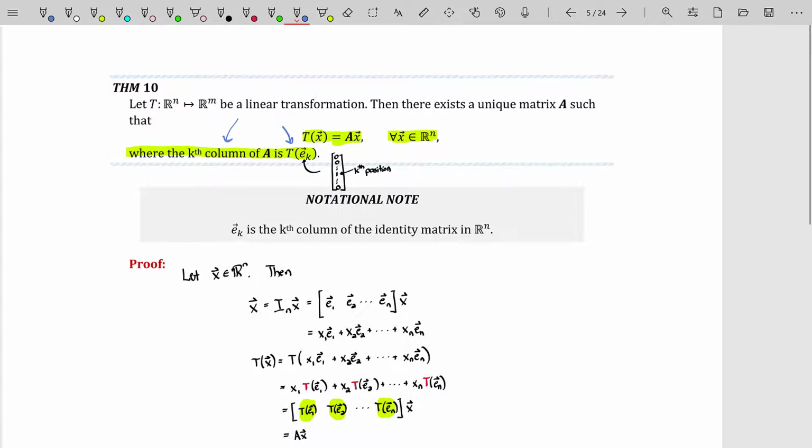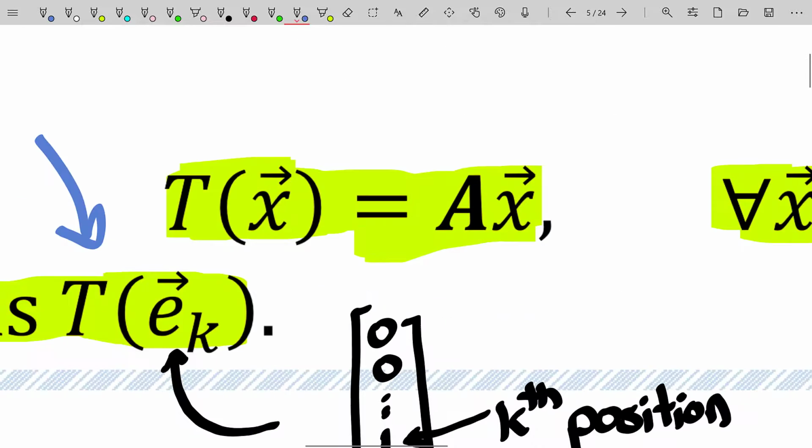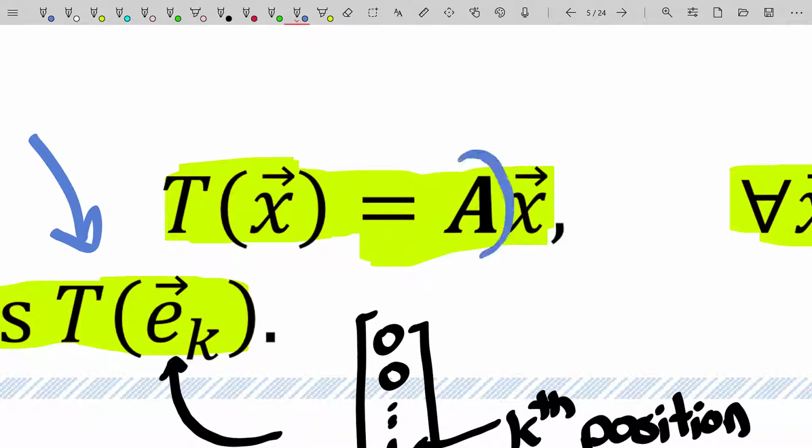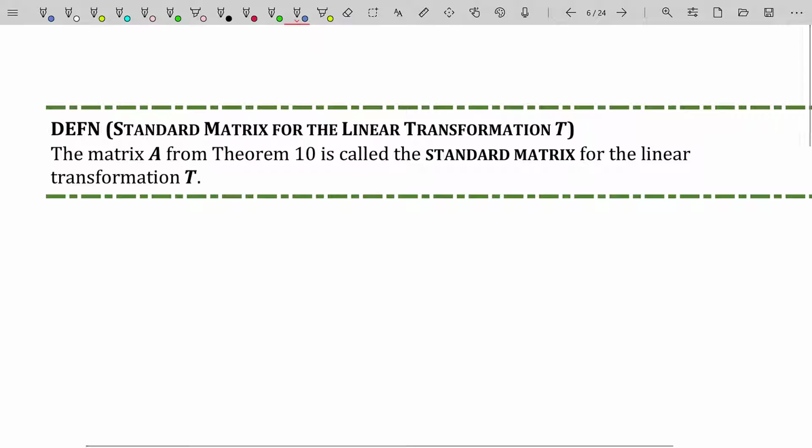Now, something to be said here, I keep having to say the matrix A is the matrix for the linear transformation T. That's a lot of words. I constantly have to say the same thing over and over again. It would be much nicer if I actually had a name for that matrix. And luckily, we do. We're going to call that matrix the standard matrix for that linear transformation. And that's what this definition is essentially stating.